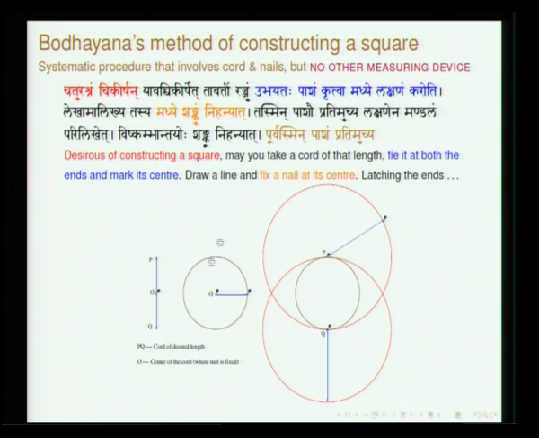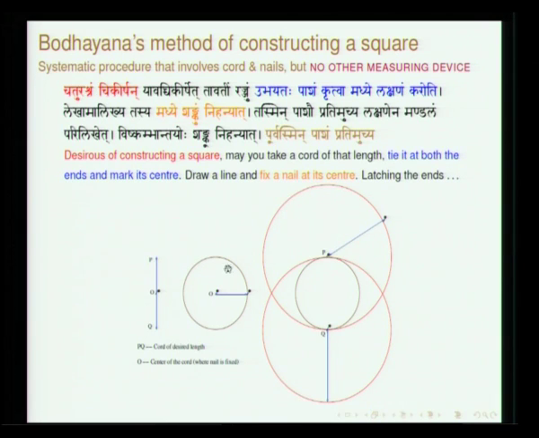What is to be done is, you mark the midpoint of it and fix a nail, then draw a circle. Is it clear? In the next figure, O is the nail and you draw a circle. Having done this, all that we employ is a couple of nails and a rope, that is all, in trying to draw a square. So he says Madhye Shankum Nihanyat, means at the center O, fix the nail. Tasmin Pasho Pratimuncha Lakshanena Mandalam Parilikhet, draw a circle.